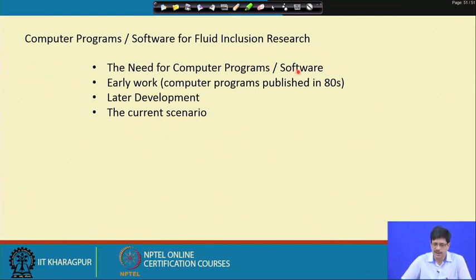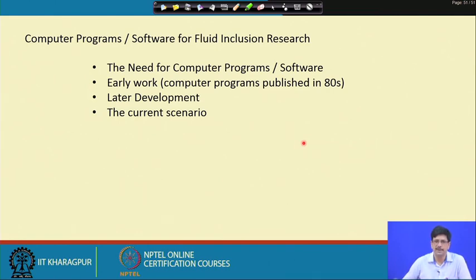So, then there was a need, and in the older days when there were not many facilities available, like what I am talking about, Microsoft Excel also is a development which came much later compared to the 70s or 80s, when a fluid inclusionist needed to analyze his data or process his data in the form of the final presentable form. So, the need was very much there. So, there were many people.